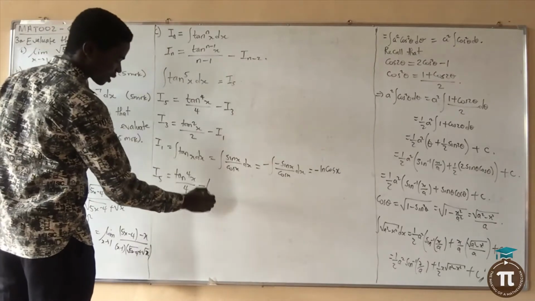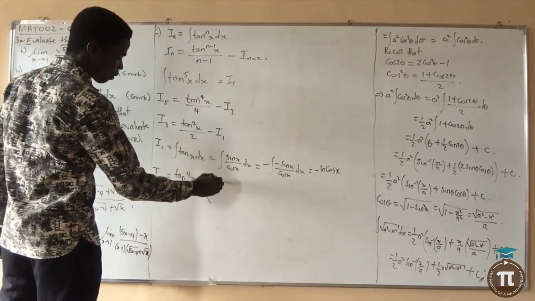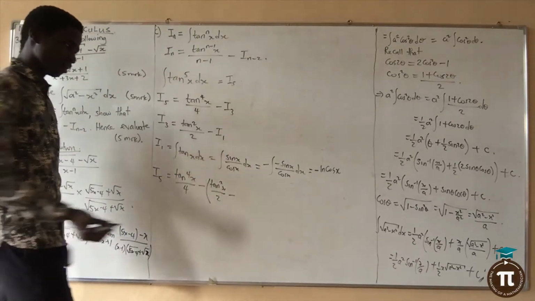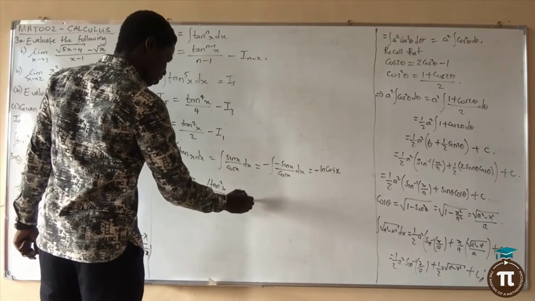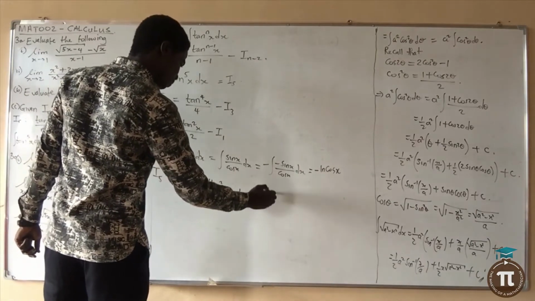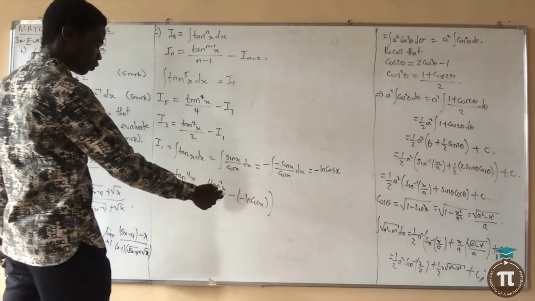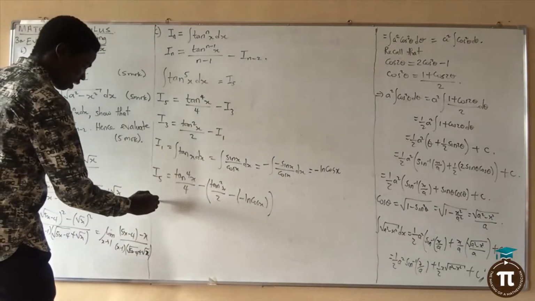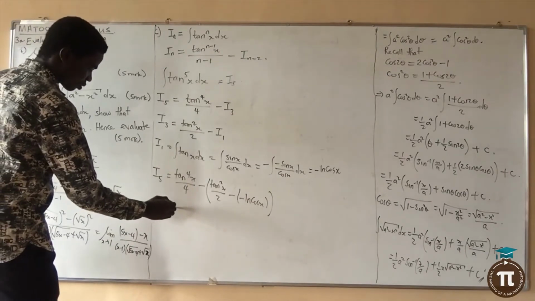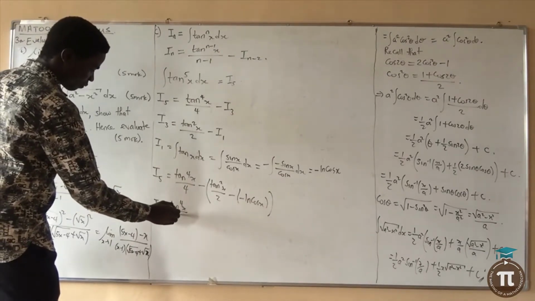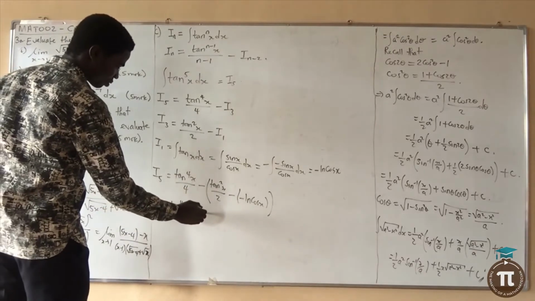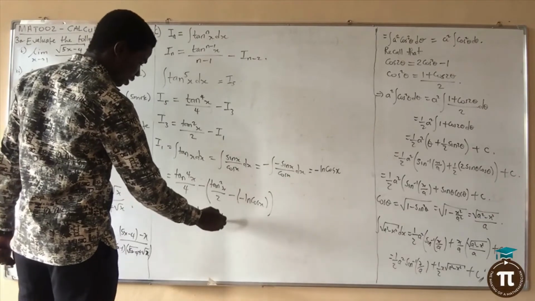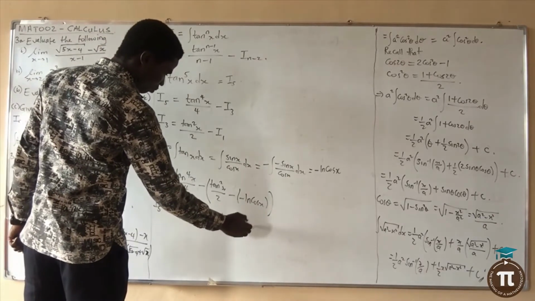You see minus I3. What is I3? Tan square x divided by 2 minus I1. What is I1? I1 is minus ln cos x. So you will open the bracket. If you open this one it will become plus. By the time this one is multiplied again, it becomes minus. So I have I5 to be equal to tan 4x over 4 minus tan square x over 2 minus again ln cos x plus c.